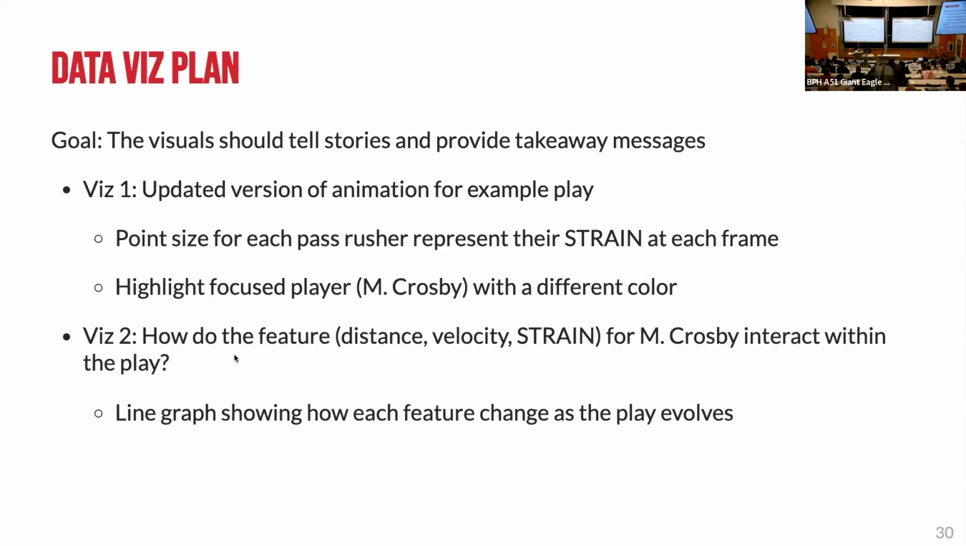And then to accompany this first data viz, we have the second data viz, which will show how the features for Max Crosby change and also interact with one another within the play. So we want a line plot showing the distance between Crosby and the quarterback, the velocity, meaning he's moving towards the quarterback, and his strain value throughout the play. That will help us look at how these features interact with one another. All right, so again, a quick recap of the two data viz we're going to create: one figure for animating the play, and this is the line plot.